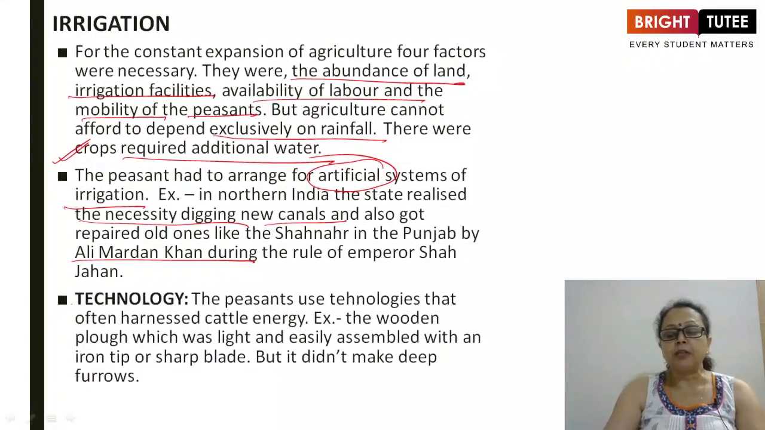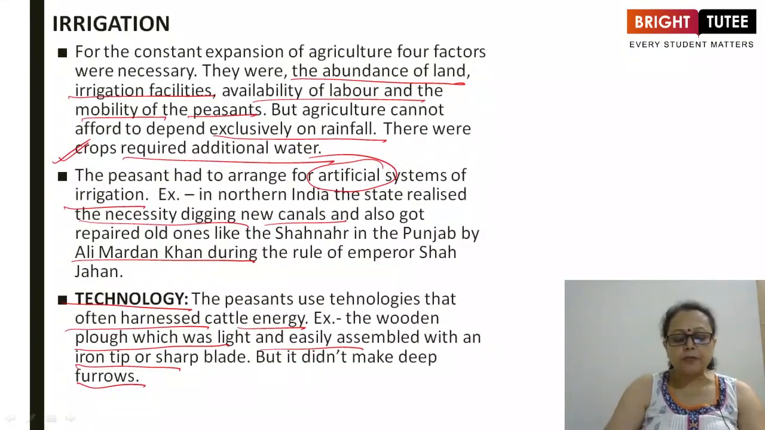Next comes technology. The peasants used technologies that often harnessed cattle energy. The wooden plow was light and easily assembled with an iron tip or sharp blade, but it didn't make deep furrows. So such type of technology was used by them.